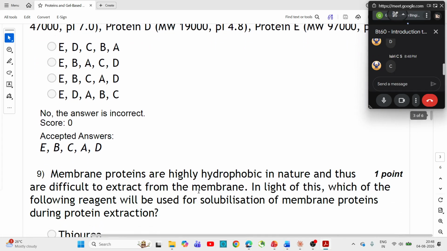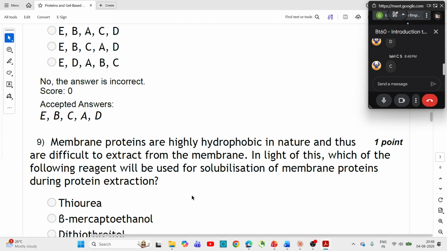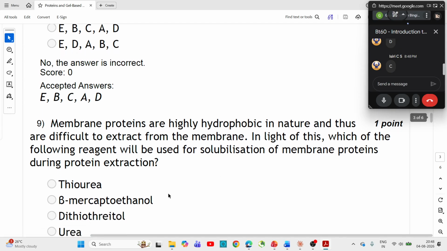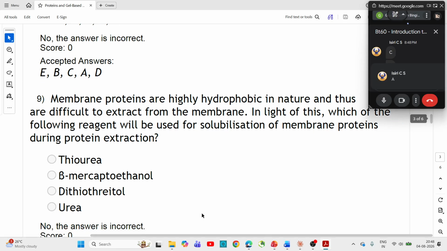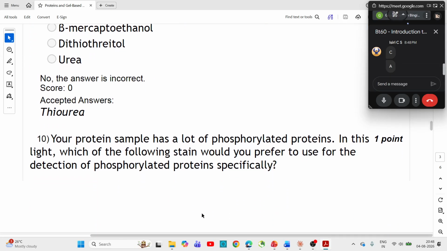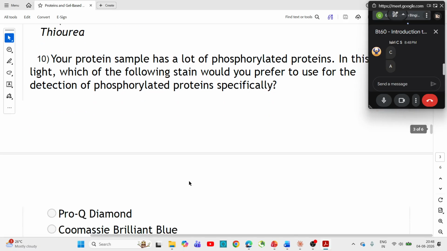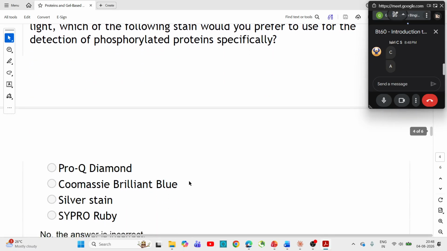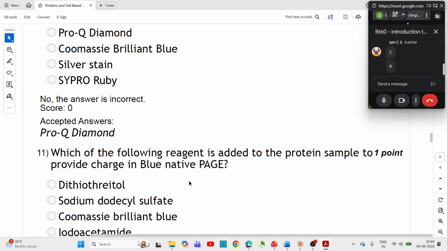Yes. Membrane proteins are highly hydrophobic in nature and thus difficult to extract. In this slide, which of the following reagents will be used for solubilization of membrane proteins? Which of the following stains? We didn't do staining, we just did the equilibration step, so I might skip this question.